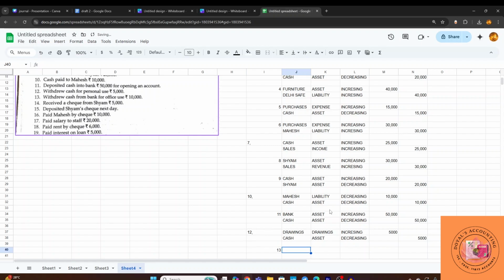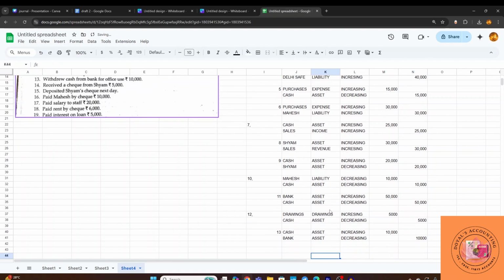Number 13, we have withdrawn cash from bank for office use for rupees 10,000. So what are the accounts involved here? One is cash and the other is bank. Now this is for business use, so it won't be considered as a drawing. And by nature, both are assets. Here my cash balance is increasing because I'm withdrawing cash from the bank. And now my bank balance will be decreasing because I have withdrawn from bank. Assets that increase are debited and assets that decrease are credited. That is why cash account debit to bank.